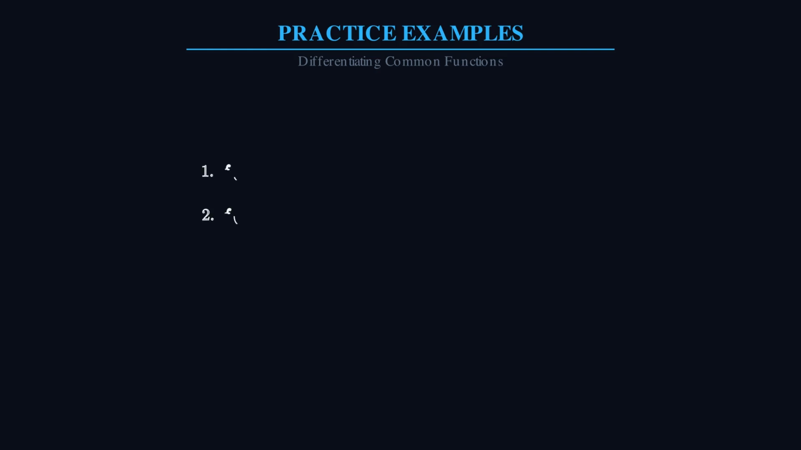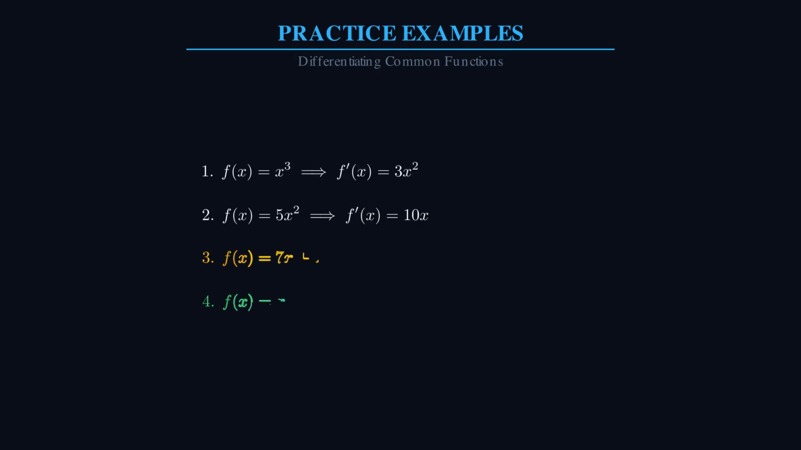For x cubed, the power rule brings down 3 to get 3x squared. For 5x squared, we get 10x. For a linear function 7x plus 4, the derivative is its constant slope 7. For polynomials, differentiate term by term.